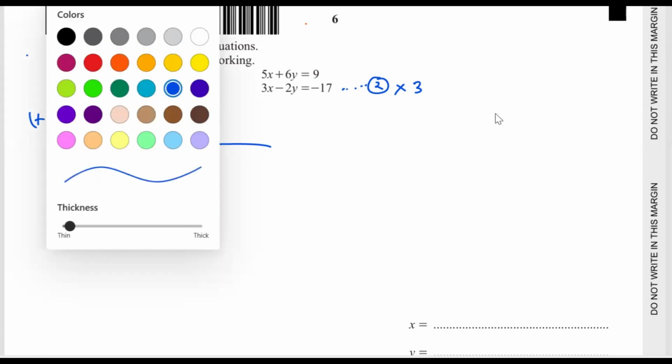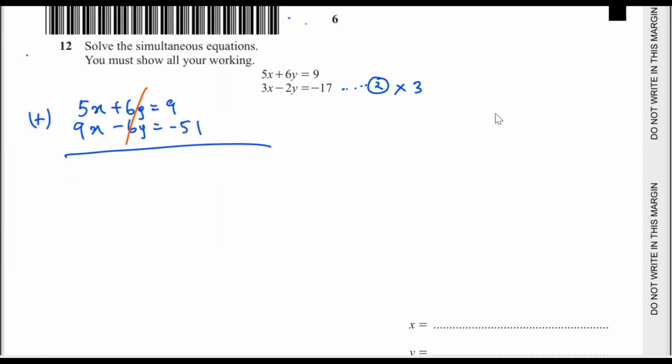So let's move on. Adding here is going to give us 14x. And if you add here, you're going to get minus 42. So here you divide both sides by 14. We have minus 42 all over 14. And this will give us x as minus 3. And so x is minus 3.